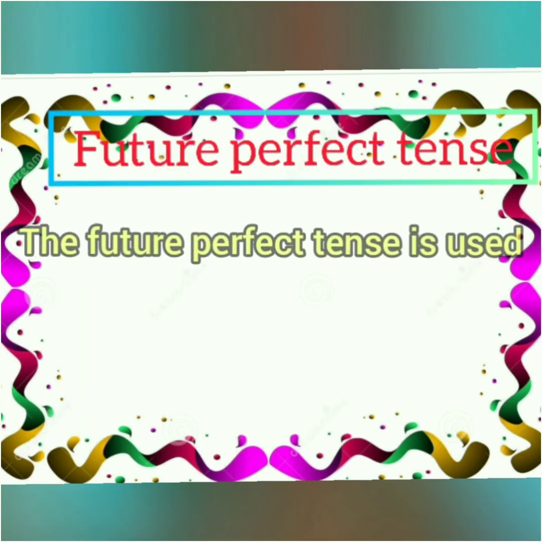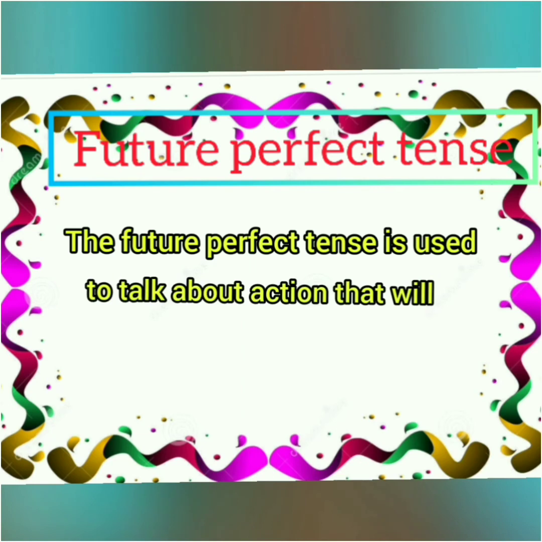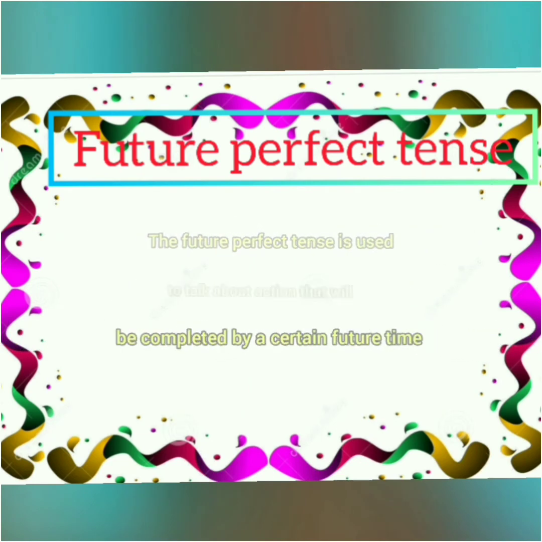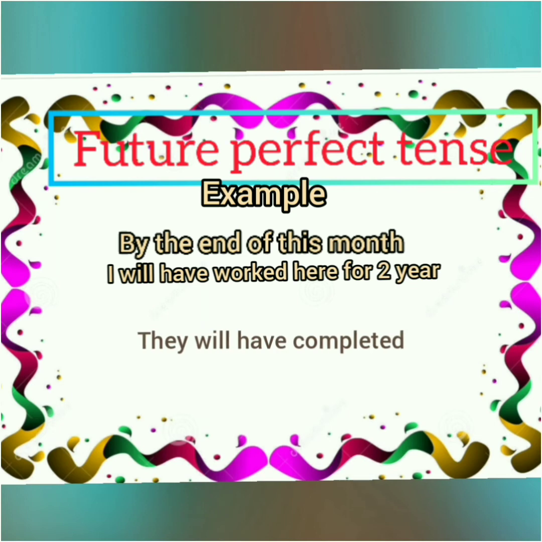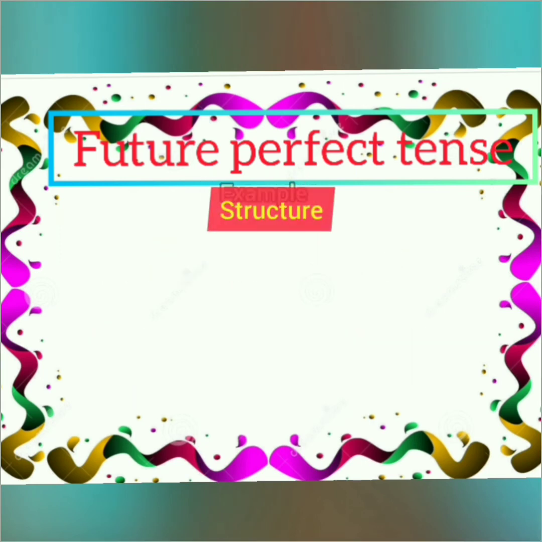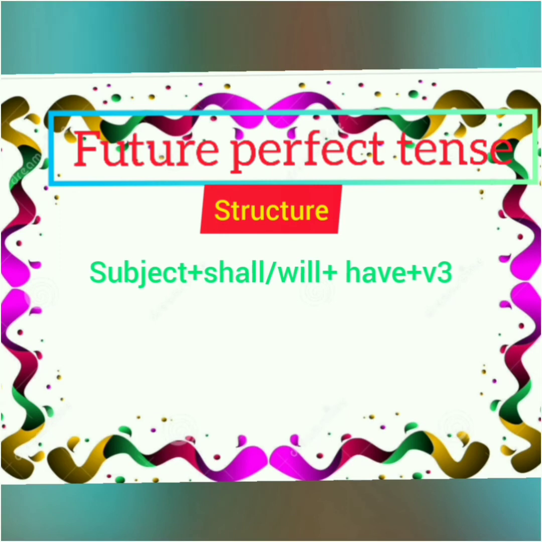Future perfect tense. The future perfect tense is used to talk about an action that will be completed by a certain time. For example, by the end of this month, I will have worked here for 2 years. They will have completed their building by next year. He will have done homework by 6 o'clock. Structure of future perfect tense is subject plus shall or will plus have plus V3.